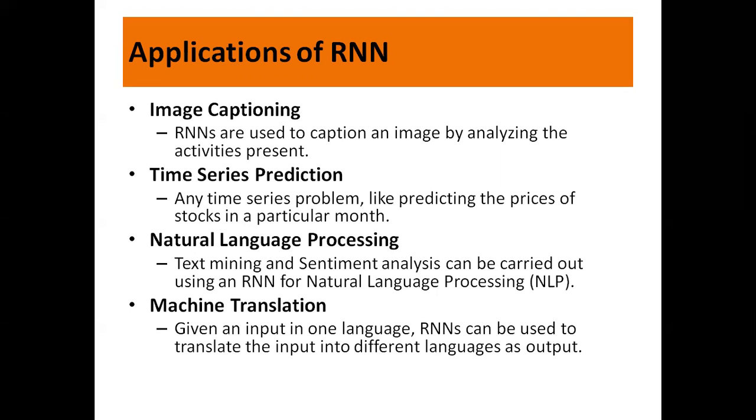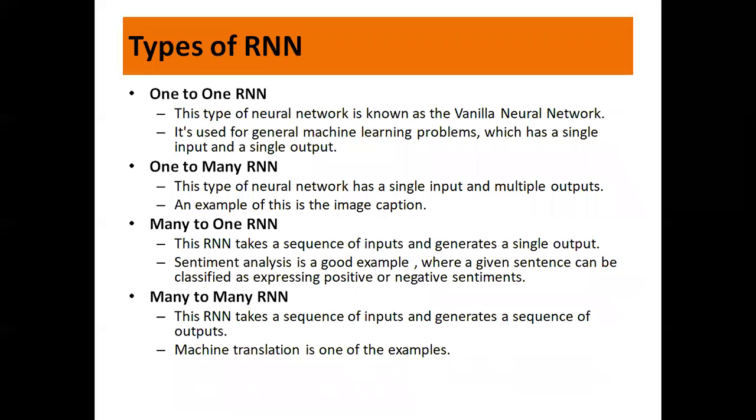Next, what you have is machine translation. Given an input in one language, RNNs can be used to translate the input into different languages as output. You can see the translators. Once you speak in English, it can be translated to any language, or even from Hindi, you can get it translated to any language.